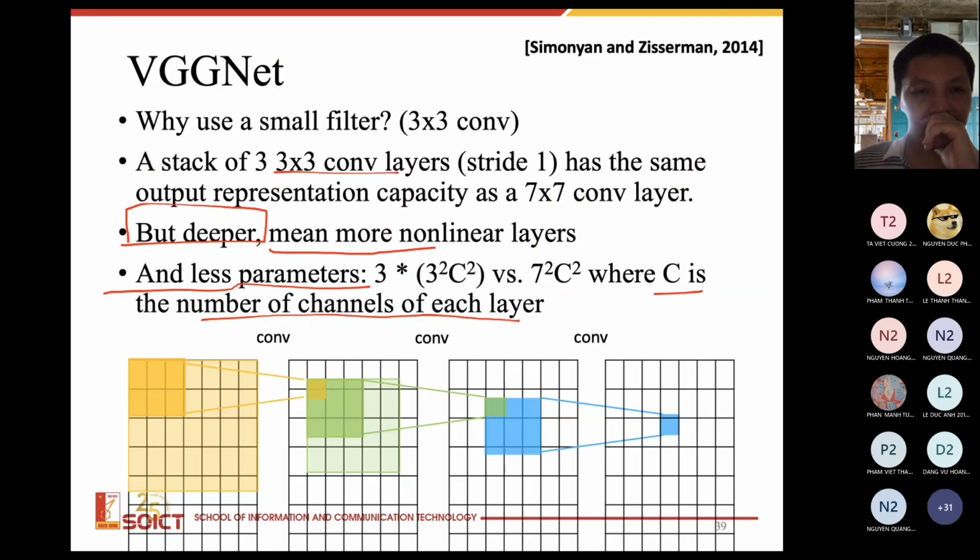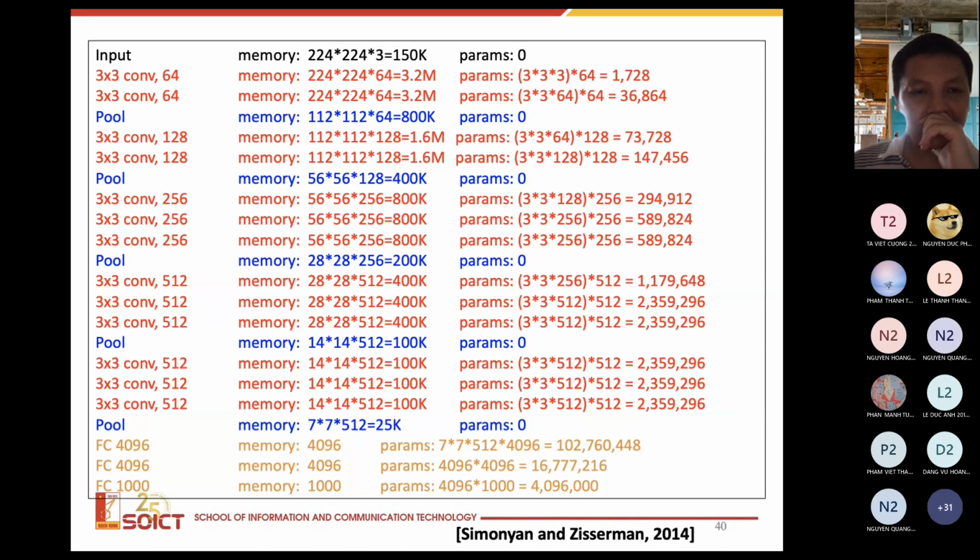Okay, so here we have the illustration of the memory size and the number of parameters to be learned in the case of the VGG network. Okay, so for the input, the size is 224 by 224 by 3. It actually needs about 150 kilobytes, right? And the number of parameters to be learned is 0, right?